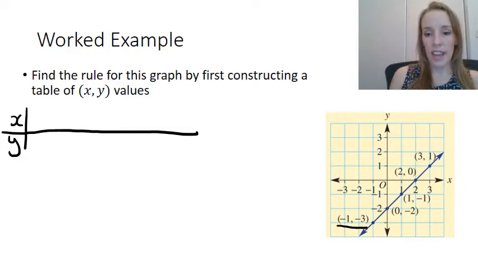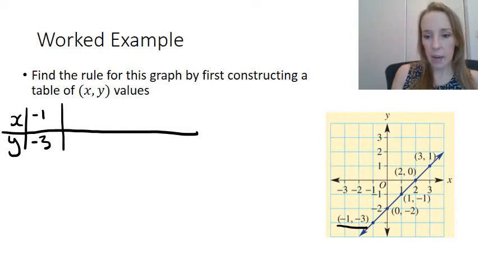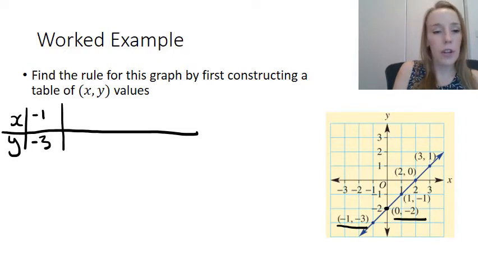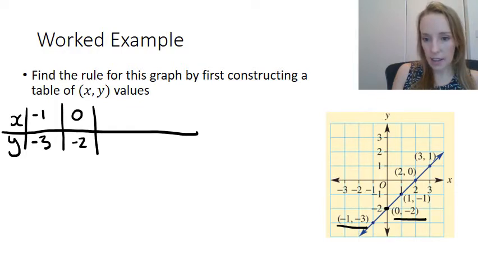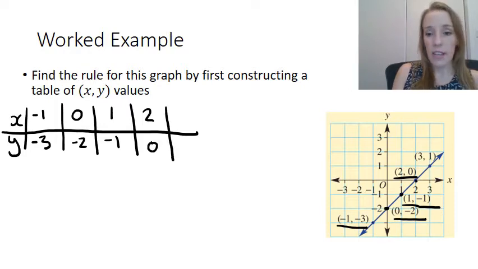So our first point is negative 1, negative 3. So x is negative 1, y is negative 3. That's our first lot. Our second one is here, which is this point. So that's here. So x is 0, y is negative 2. Our third one is here, that's this point. So x is 1, y is negative 1. Next one is here, x is 2, y is 0. And last is this point here, where x is 3 and y is 1. So we've gone from our graph to our table of values.